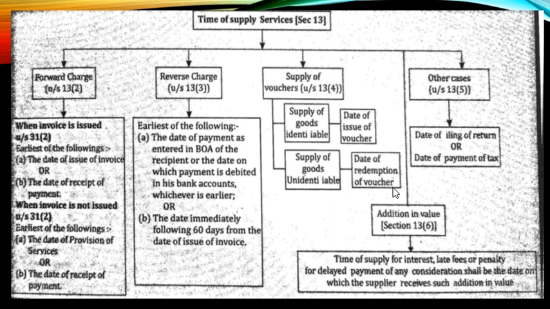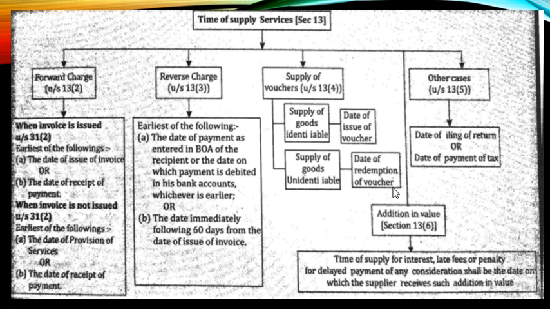Next, in case it is not possible to determine the time of supply under the above provisions, that is, if we are not able to arrive at a conclusion on the time of supply with the provisions we have discussed till now, then in a case where a periodical return has to be filed, it will be the date on which such return is to be filed, or in any other case, the date on which tax is paid.